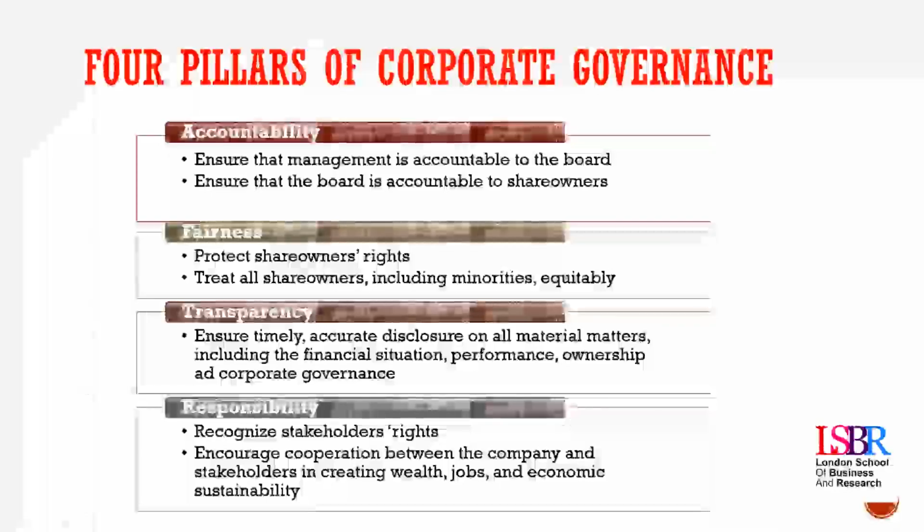So coming back to CSR, another couple of ways in which we can understand CSR, we have what are called the 4 pillars of corporate governance. Now, again, for those of you that attended my strategic leadership module, you will be familiar with these. So accountability, which is all about ensuring management is accountable to the boards and that the board is accountable to share owners. It's not about one party having power. It's about each party being accountable to one another.